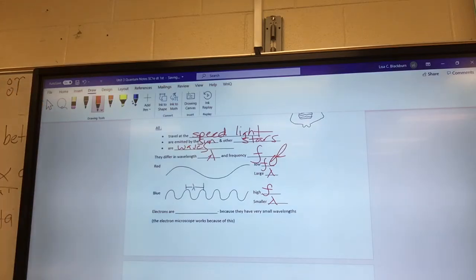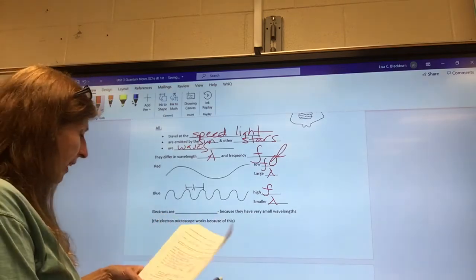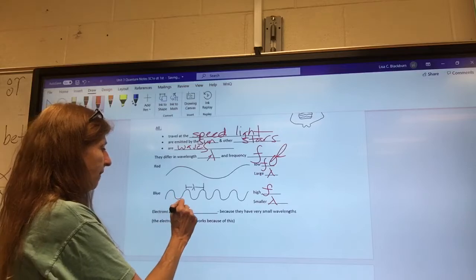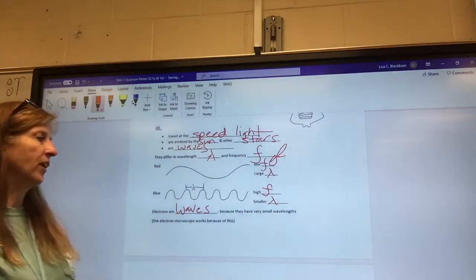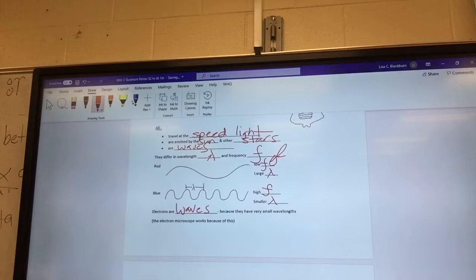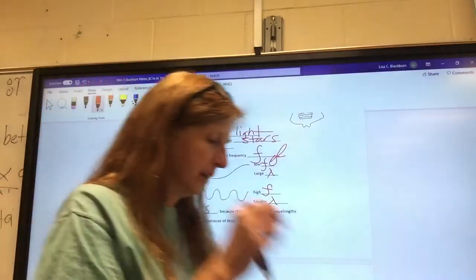All right. Let's go on. See if we can get through this one. So electrons are waves, because they're very small and have wavelengths. The electron microscope works because of this.